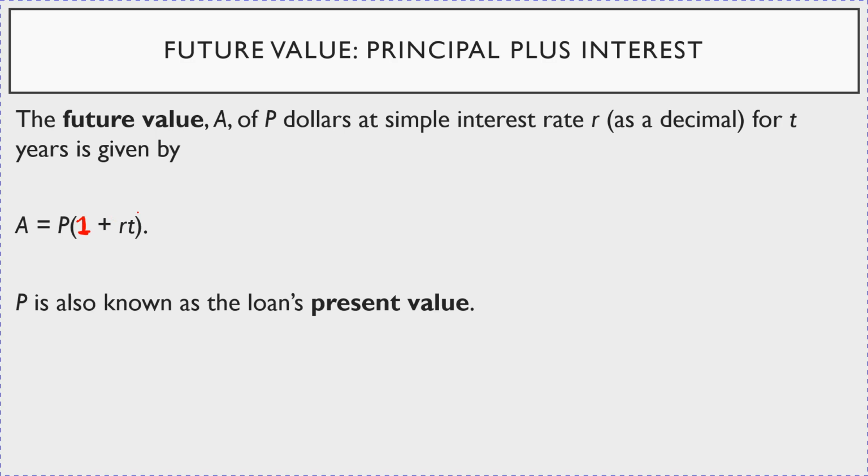All right, so this is the total amount. So think about this, what this formula gives is the future value: principal plus the interest. That is what is considered the future value of the loan. Principal plus interest.